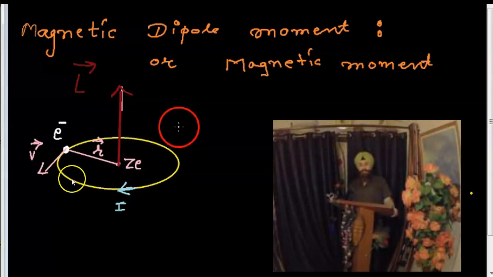As the electron is moving anti-clockwise, electron is orbiting anti-clockwise, the current will be clockwise because the direction of the conventional current is opposite to that of the electron current. So current is clockwise.